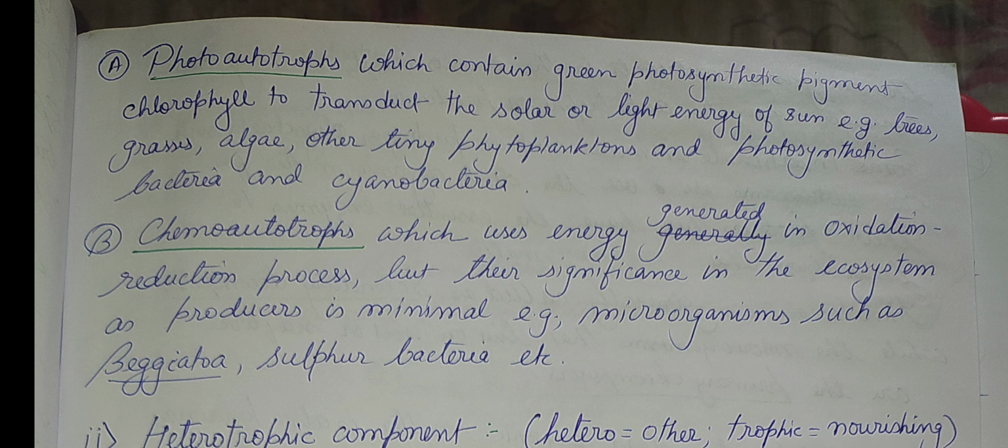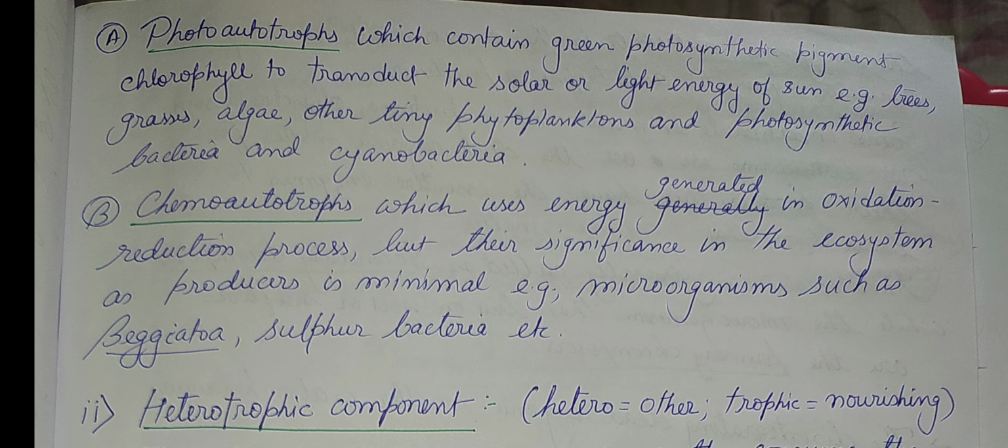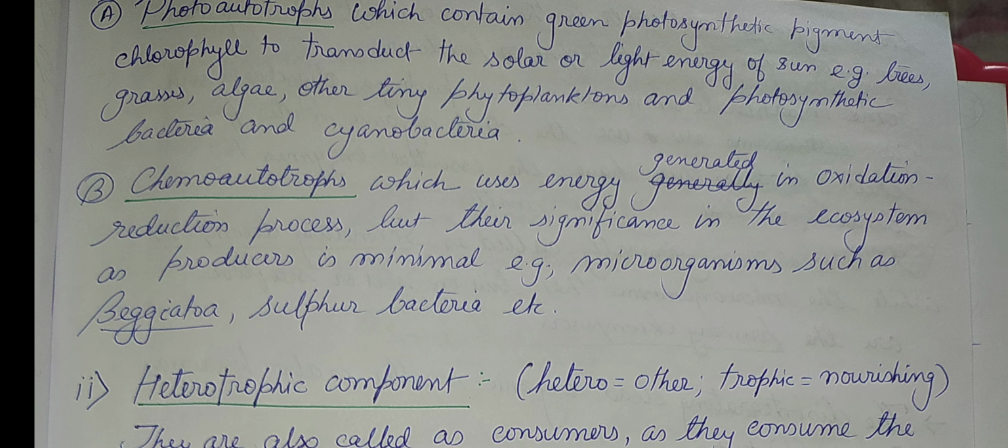on this planet first. Then come the chemoautotrophs. Chemoautotrophs use the energy generated from the oxidation reduction process. If you are not familiar with this term, it is mostly known by science background students. Oxidation reduction is also called a redox reaction, where RED stands for reduction and OX stands for oxidation, where both oxidation and reduction reactions occur.